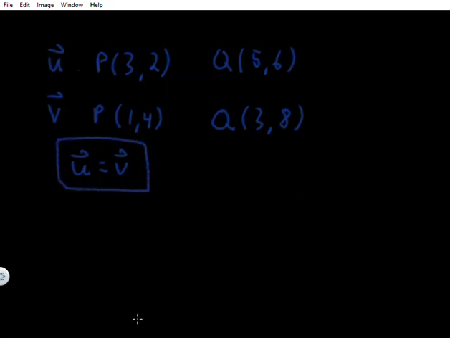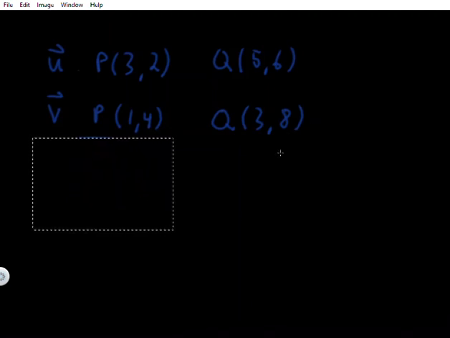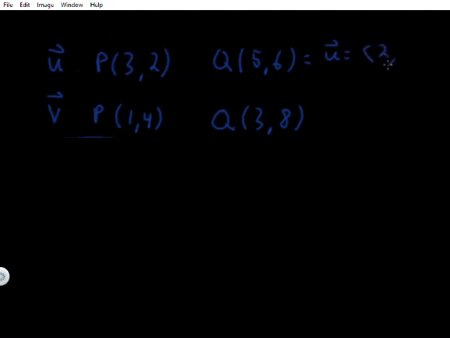Well, to show that two vectors are equivalent, we have to show that their magnitude and their direction are the same things. So let's start by showing that their magnitudes are equivalent. The way that we have to do this first is we have to put them both into component form. So for u, that would be 5 minus 3, which is a 2, and then 6 minus 2 gives us a 4, and then v, sorry, the component form for v would be (2, 4).